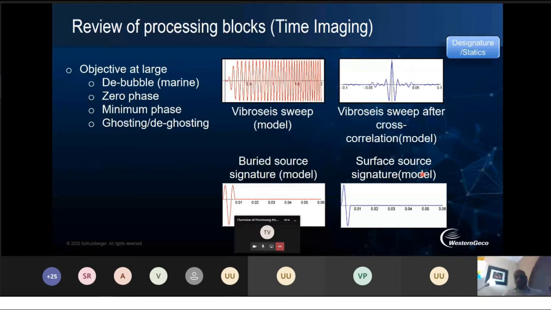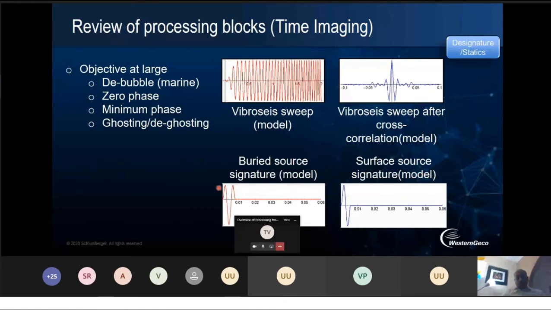So, what do I have here? I have a synthetic vibroseis sweep, which is a model, which is convolved to give the wavelet. And this wavelet is convolved with the seismic. And where you see my cursor, or the pointer, this is a buried source model signature. The polarity depends on the convention that we use. So the buried source signature looks like this, and this is a surface source signature, like in the case of marine. So this is an example of how a source signature might look.